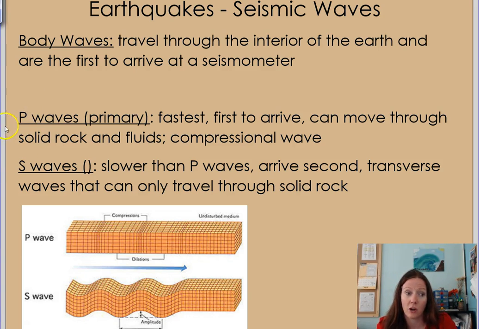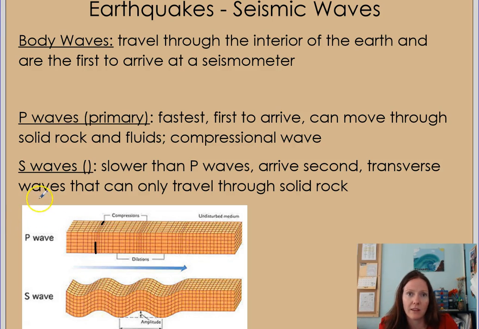P waves are called primary waves, but abbreviated P waves. And these are the first ones to arrive, hence the name primary. So when an earthquake happens, the primary waves are the first ones out. They're fast. They can move all the way through the solid Earth and the liquid parts of Earth. And they also travel as a compressional wave. So when they travel, you get the Earth being squished and stretched as it moves through.